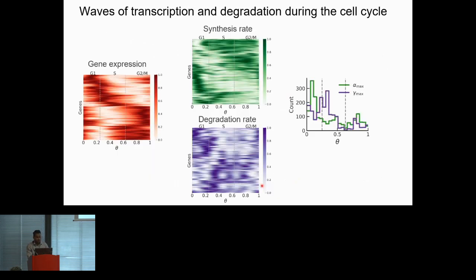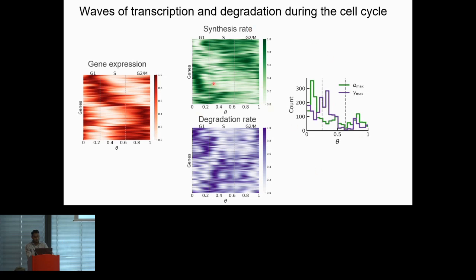Here I'm showing heat maps of the expression, synthesis, and degradation rates. And what we see is that we get waves of transcription during the cell cycle. Some genes are active during the G1 phase. Some of them are active during mitosis. The others are active for a longer period of time during the cell cycle.